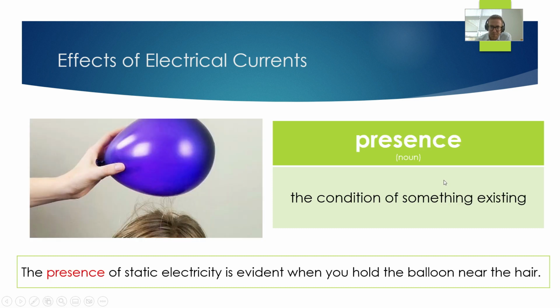Presence. This is a word to describe the condition of something existing. It's a difficult one to provide a picture for, but an easy one is a balloon when you rub it against your clothes and it makes your hair stick up. So, for example, the presence of static electricity is evident when you hold a balloon near the hair. So there is a presence of something here. Sometimes you see it, sometimes you don't, but there's a presence of something.